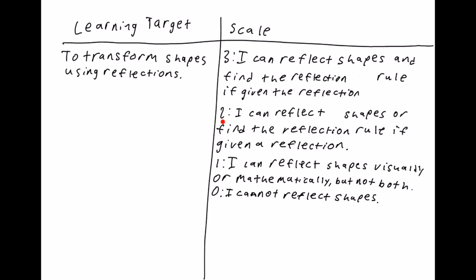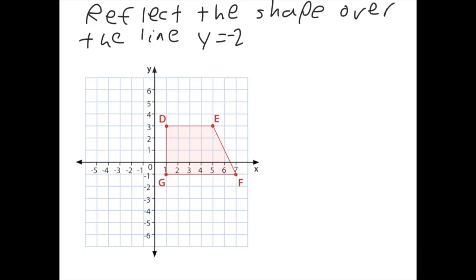You're at 2 if you can reflect shapes or find the reflection rule if given the reflection. 1, you can reflect shapes visually or mathematically, but not both. And 0, you cannot reflect shapes. Let's get started. Alright, so here's our first example.